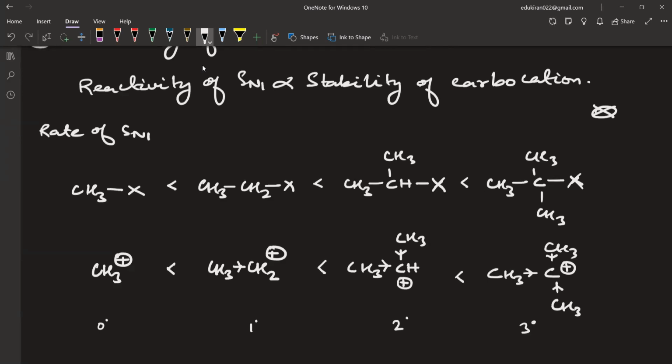Please write this down. Let me know when you're done. All of you understood this? Yes or no? Stability of carbocation is directly proportional to the number of methyl groups attached. Methyl groups are electron releasing groups through plus I effect and also hyperconjugation. That is why 3 degree is most stable, and hence the 3 degree alkyl halide will show very high reactivity towards SN1. Done everyone, yes or no? Done, sir.